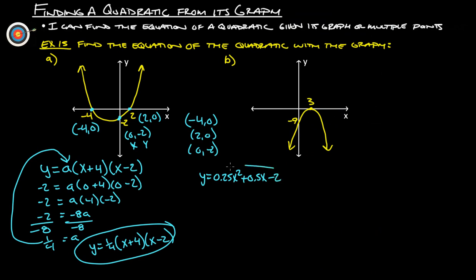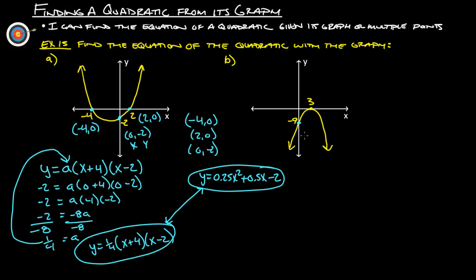Minus 2. And this is the same equation as that. If you were to FOIL this out and distribute your 1/4 through there, you'd end up with this exact same equation. So same thing. Okay?